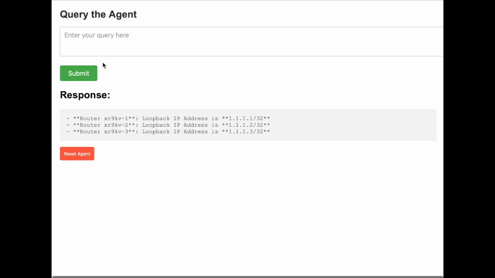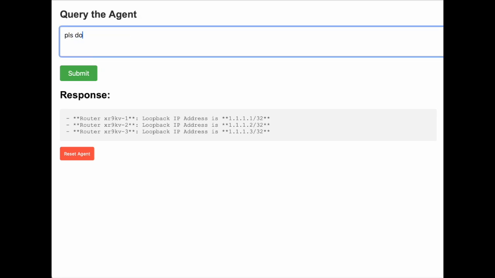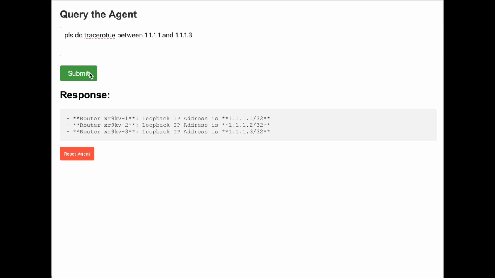Okay, well, please do a traceroute between, no, I'll just give it between 1.1.1.1 and 1.1.1.3. Because 1 and 3 are, let's say, the edge routers. They are the PE routers.